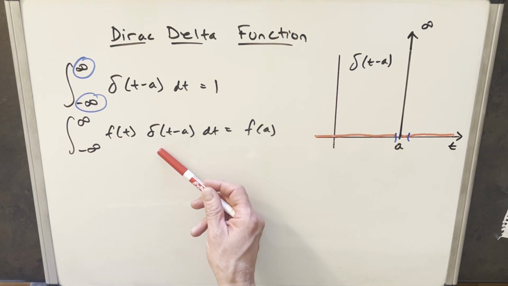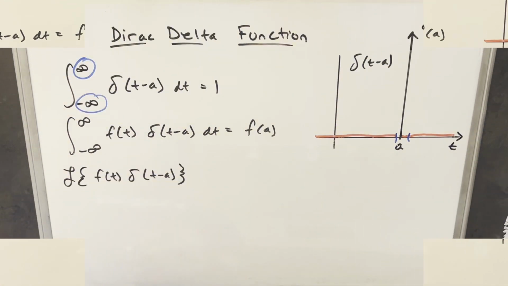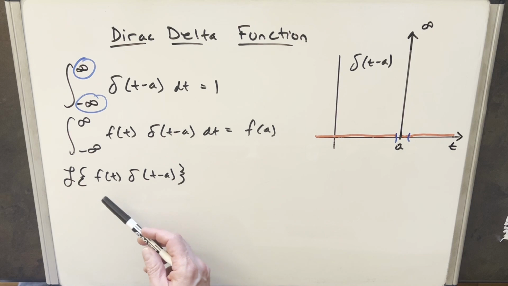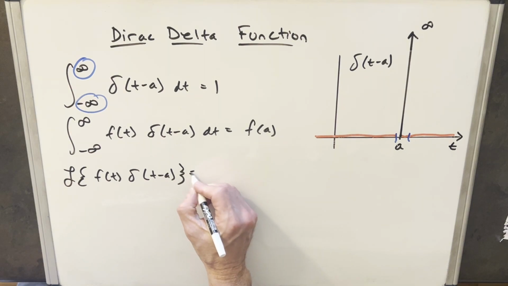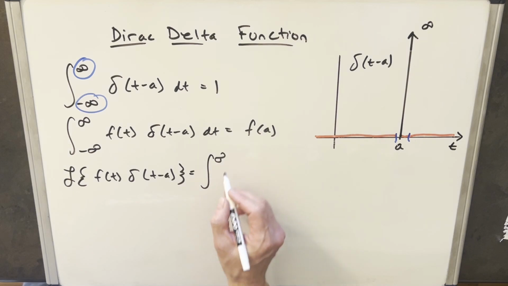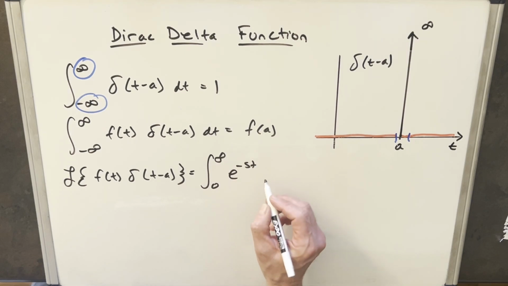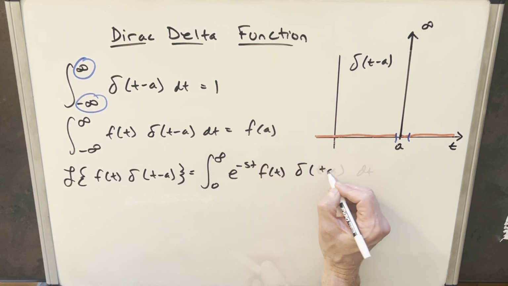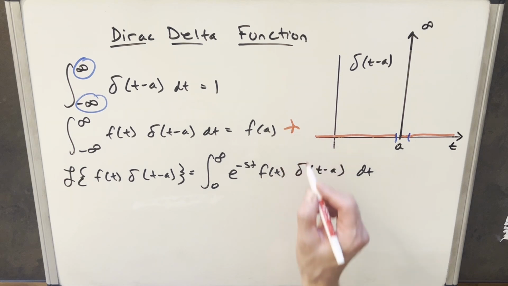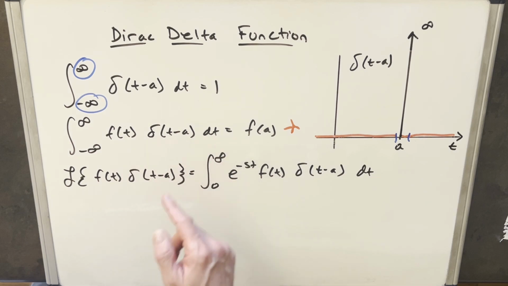So now that we have these two properties, we can get to looking at the Laplace transform of the Dirac delta function. Okay, so what we want to do is find the Laplace transform of f of t times the Dirac delta of t minus a. And for this, we're going to just go back and use our definition. So we'll integrate from 0 to infinity e to the minus st, f of t times the Dirac delta. But now with this second property, this is going to make this really easy, because this tells us we're just evaluating the function at the point A.